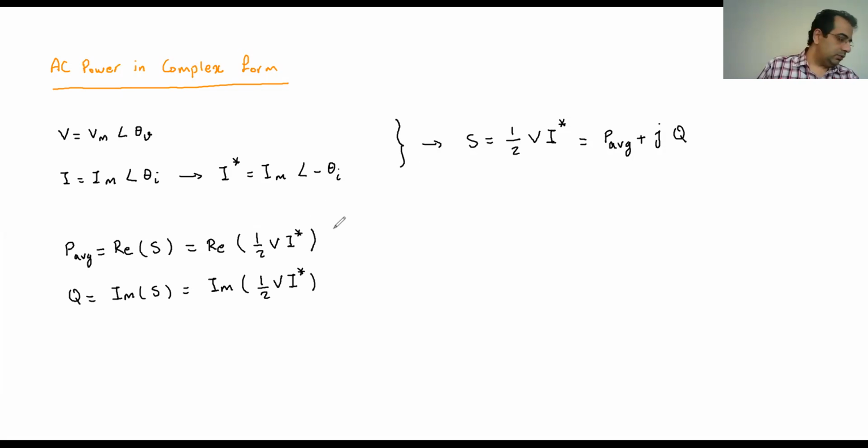So we can also do the calculation in complex format if we need to. Sometimes it is going to be easier to convert everything into complex and calculate the apparent power from this equation, rewrite it into rectangular format, and then find the average and the reactive power from that complex format.